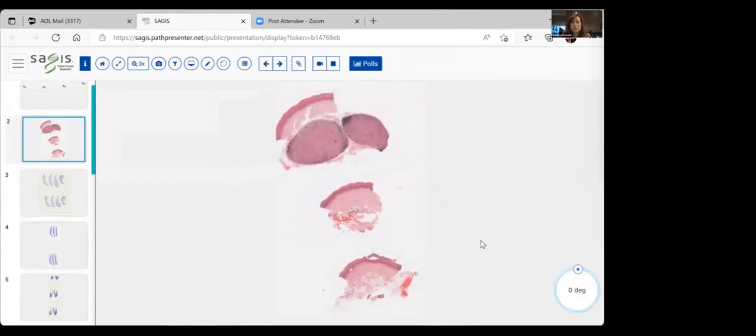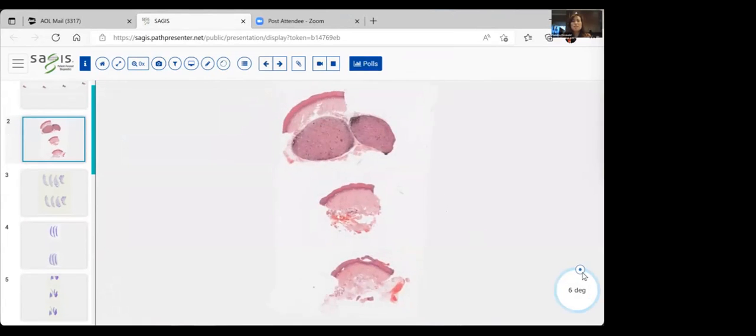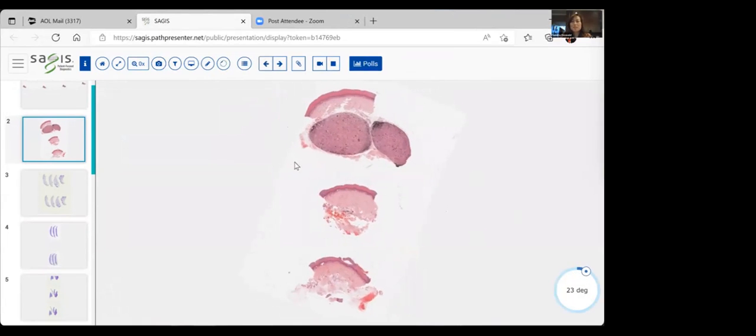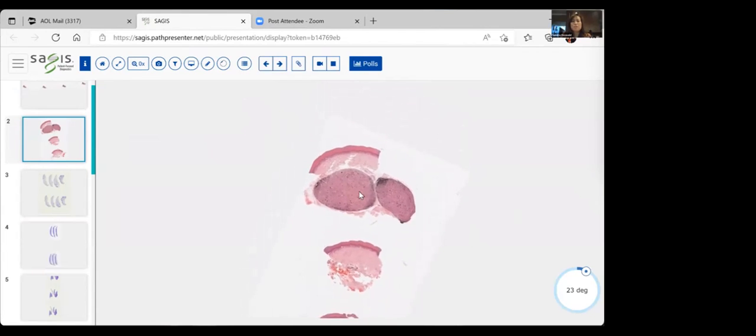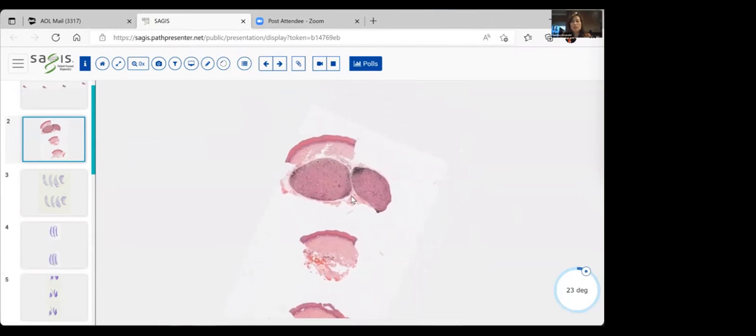Let's go to slide number 2. You can see already that this specimen is not from the head or neck. It's actually from an acral site. You know that because the stratum corneum here you see is very thickened.